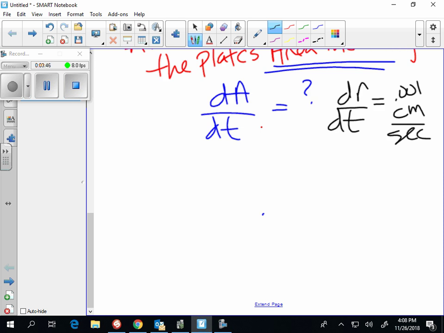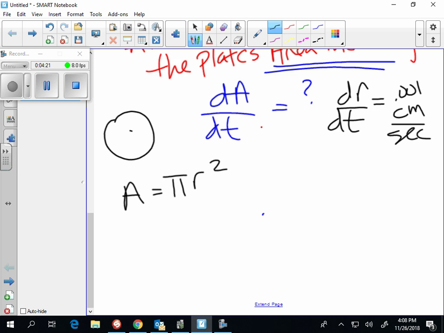They've told me that this is a circular plate. So do we have a relationship between area and radius for this shape? Sure. Area equals pi r squared. This is the relationship I need to bring to the problem so that when I take the derivative of both sides with respect to time, I'll get a dA/dt on the left and a dr/dt on the right.